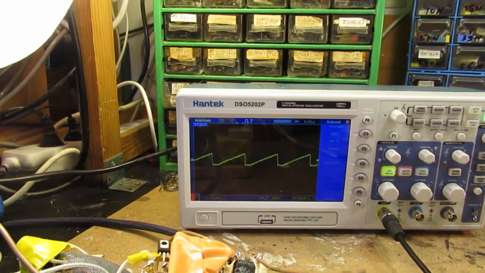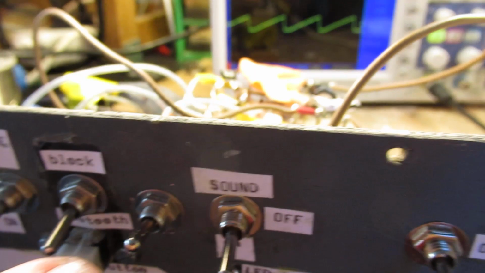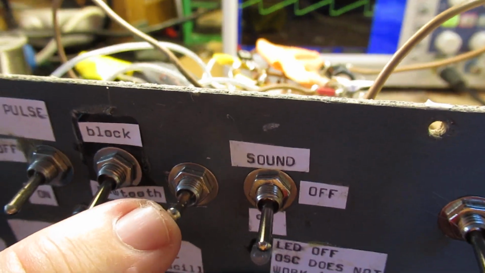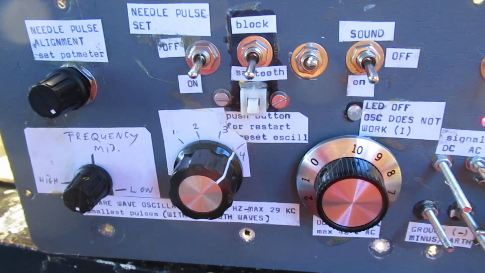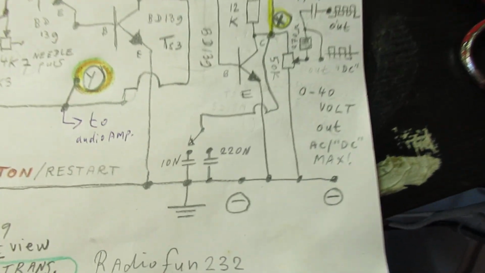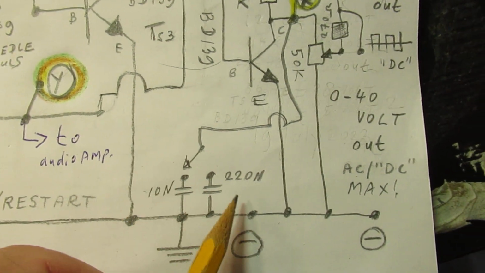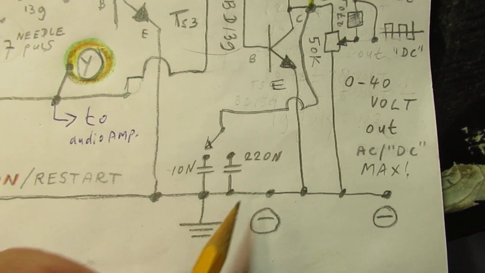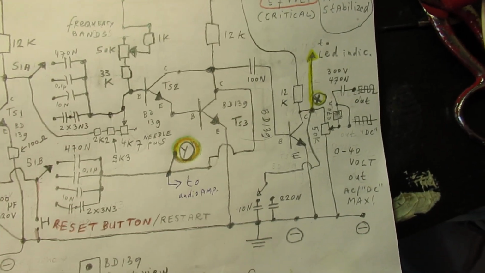And I've made, by the way, 2 capacitors here. They are not indicated at the moment. One is 10 nanofarad and the other one is 220 nanofarad. I have to indicate it on the front plate, but it is in the schematic and it is here. So 10 nanofarad for the higher frequencies to get the sawtooth wave, and here 220 nanofarad for the lower frequency band.